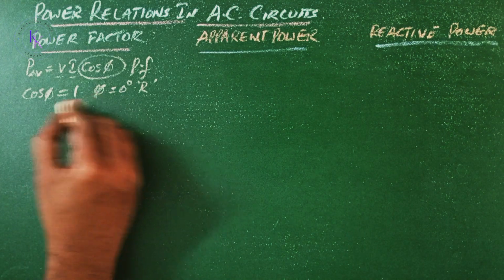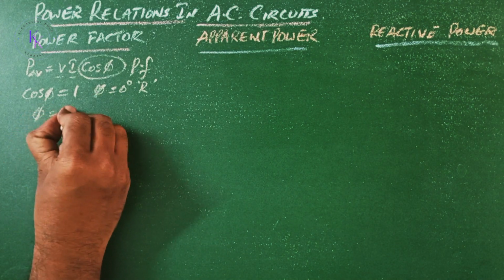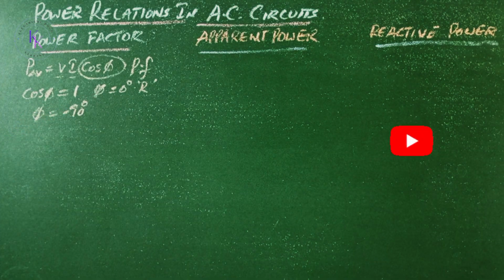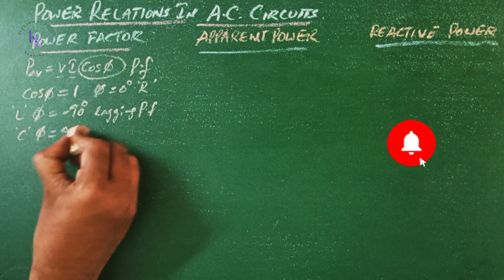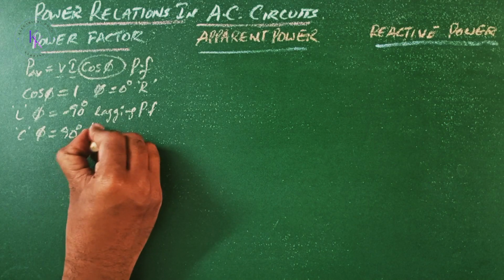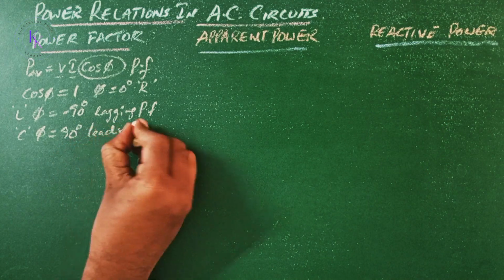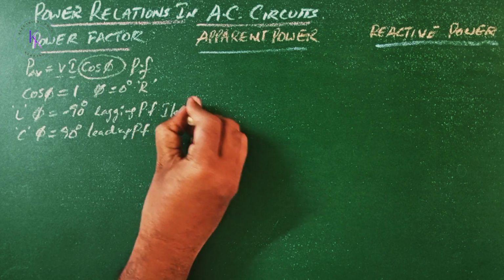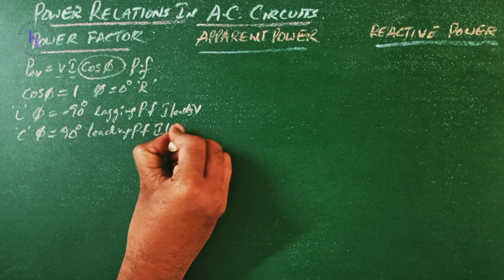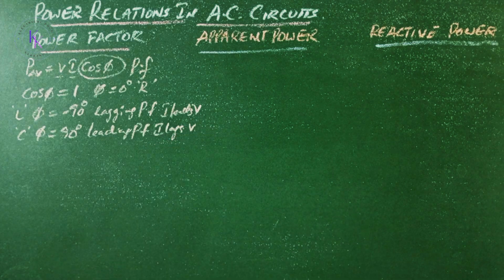In an inductive circuit, as phi equals minus 90 degrees, it's a lagging power factor. In the case of a capacitive circuit, phi equals 90 degrees plus, so it is a leading power factor. In a capacitive circuit, I leads voltage. Here, in the inductive circuit, I lags voltage.